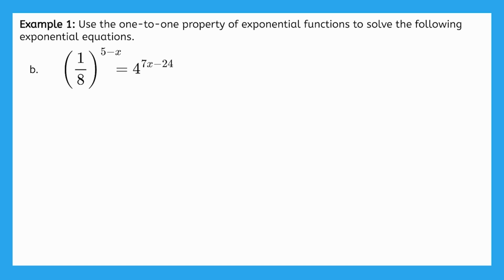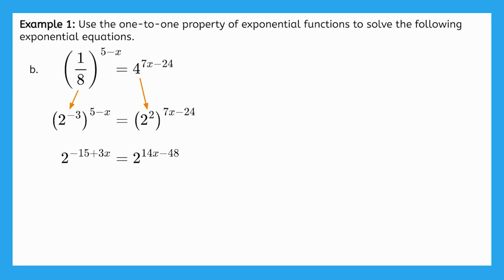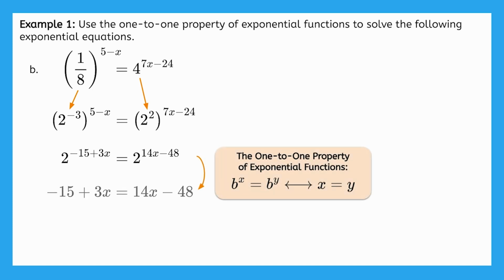One-eighth and 4 are both powers of 2, so we can rewrite 1/8 as 2 to the -3 and 4 as 2 squared. We can then simplify by multiplying the exponents. -3 times 5 minus x is -15 plus 3x, and 2 times 7x minus 24 is 14x minus 48. Since we have equal bases, we apply the one-to-one property and set the exponents equal to each other.